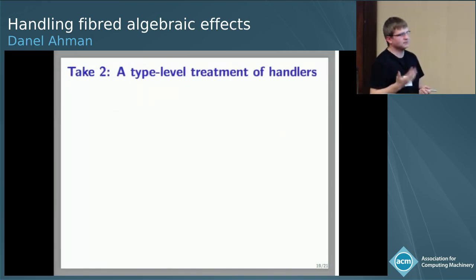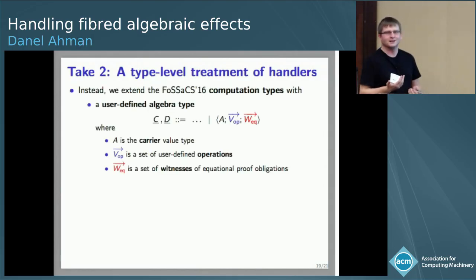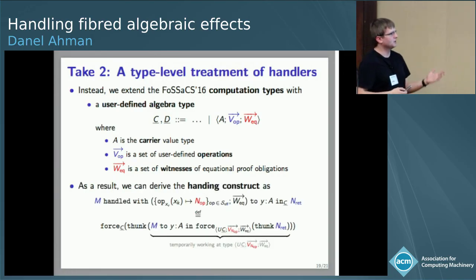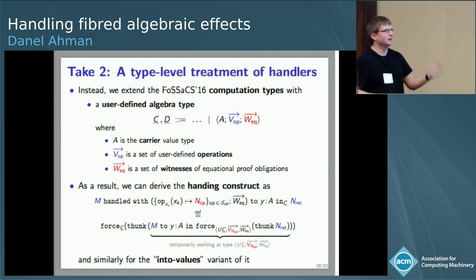And the idea is very simple. We're just stealing the semantic structures in the sense that we are extending our computation types with a notion of an algebra, and from that notion we can just derive the handling construct, both for the computations and for the value part. And the trick is just temporarily moving into this user-defined algebra type and then using sequential composition and then using thunking and forcing to go back into C.